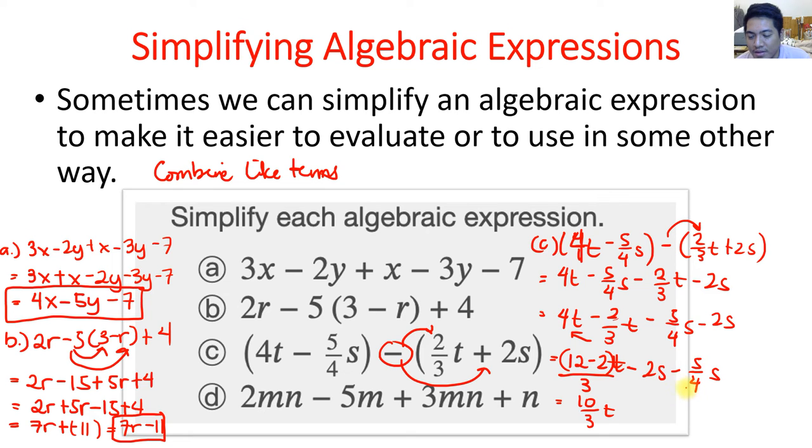In this, same process that we are going to do, we have 4 times negative 2, we have negative 8, minus 5, negative 8 minus 5 of s all over the 4. So you have 10 all over 3t, minus 13 all over 4s.